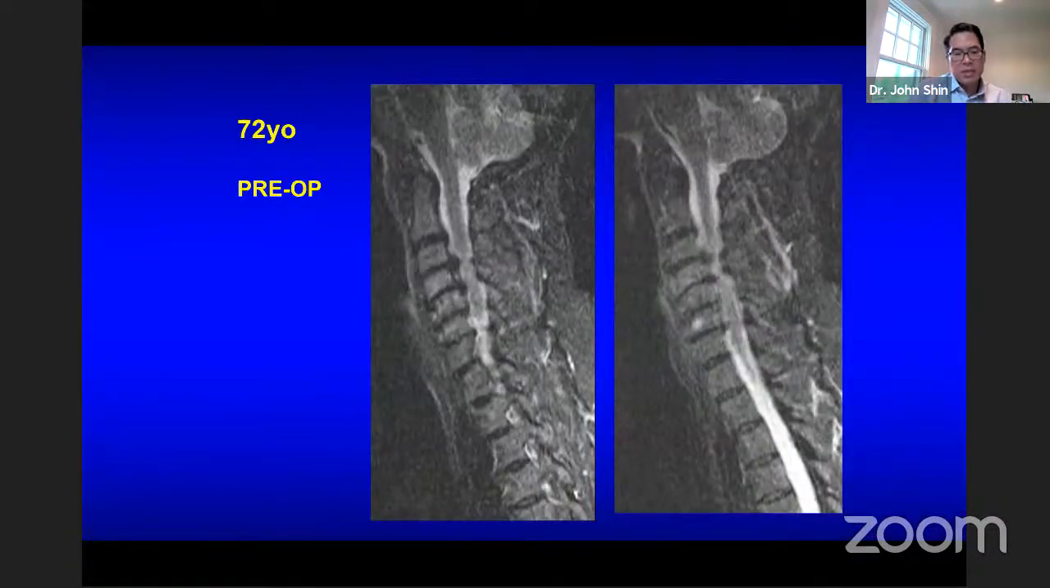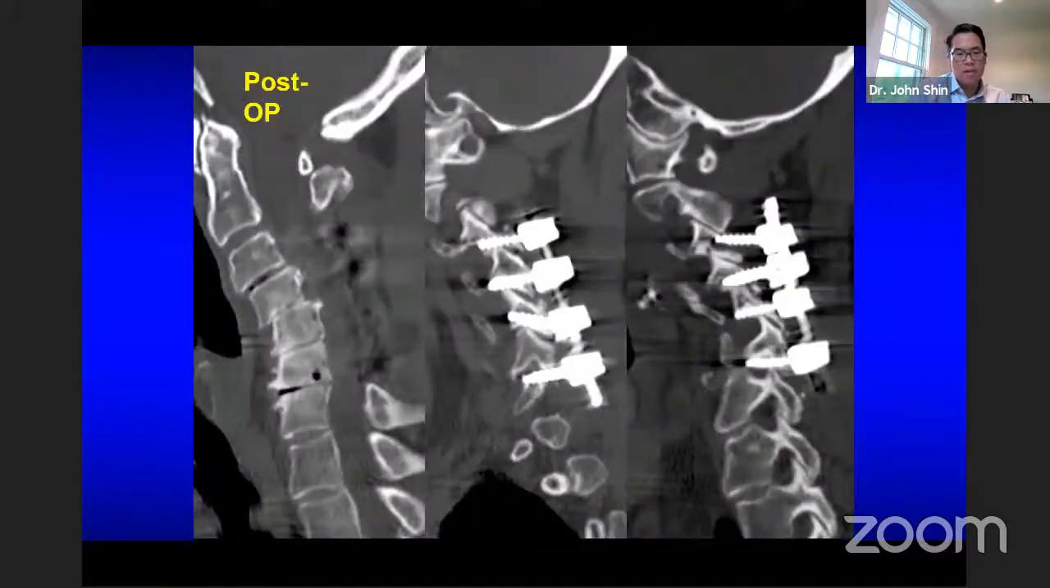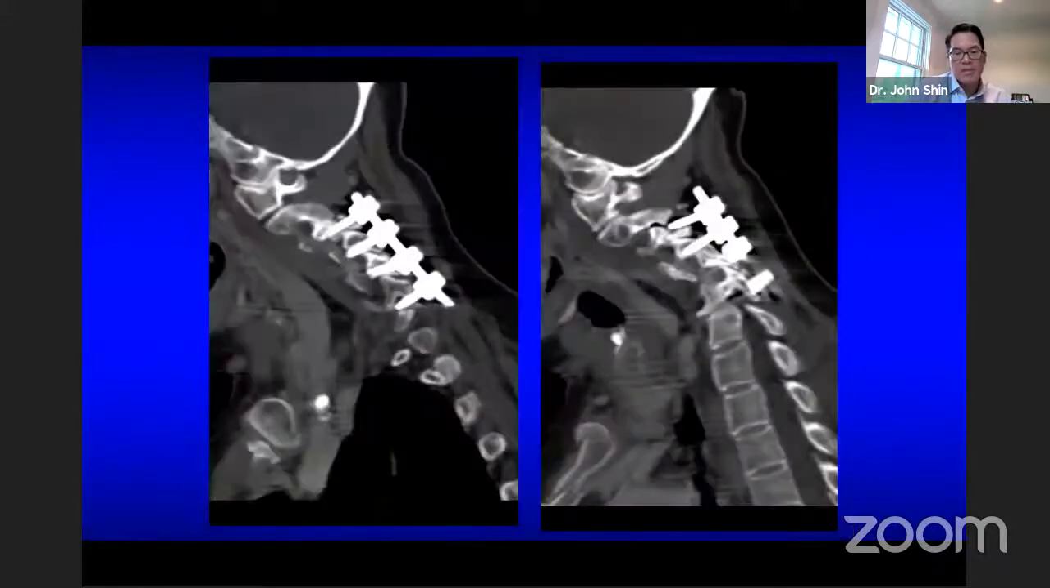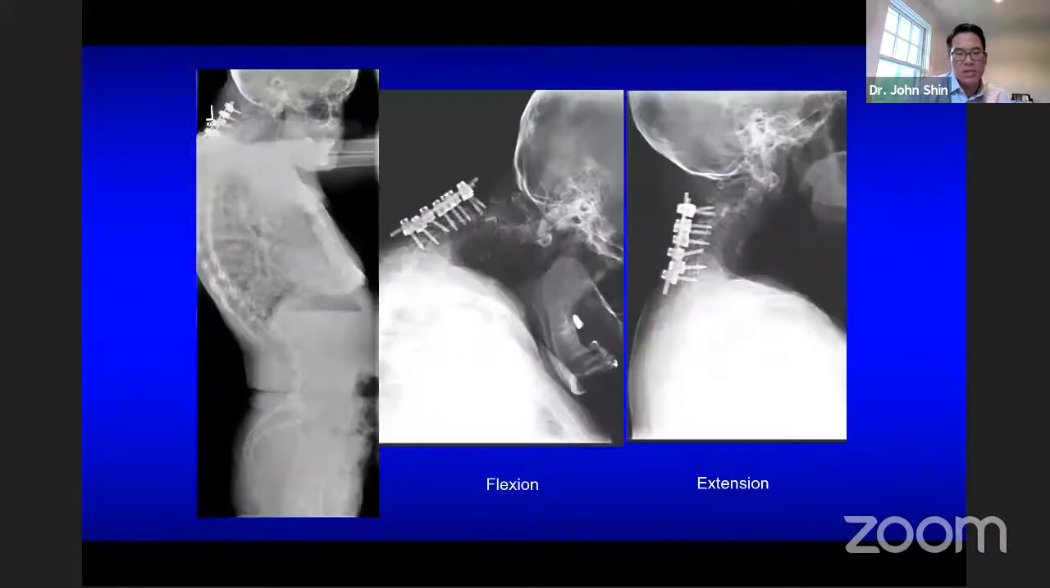This is a patient who underwent laminectomy, instrumented fusion for stenosis, had hardware failure done in a different part of the country, came in to see me. You can see multiple issues here, chin on chest deformity, some motion, right? Flexion extension. But again, you can see here with extension, look at that occipital C2 angle here. Look what's going on there, right?